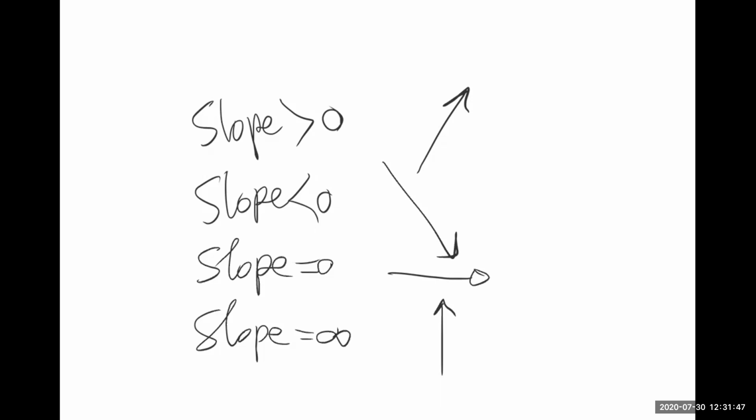Now, there are other ways we can use partial derivatives. Is there any question up to this point? Is everything going smoothly? Or is there any source of confusion?